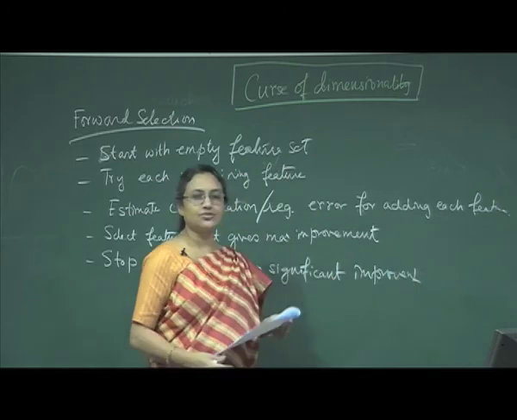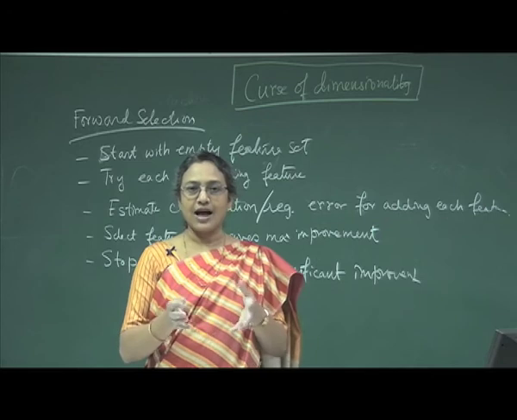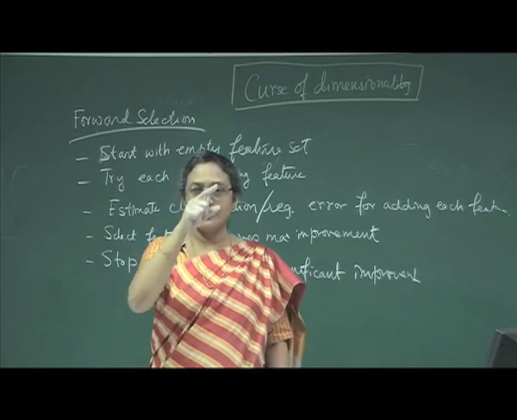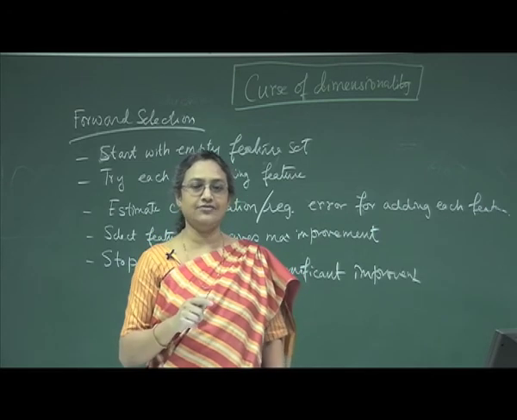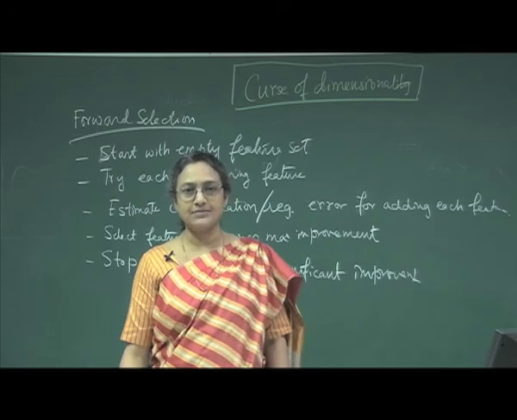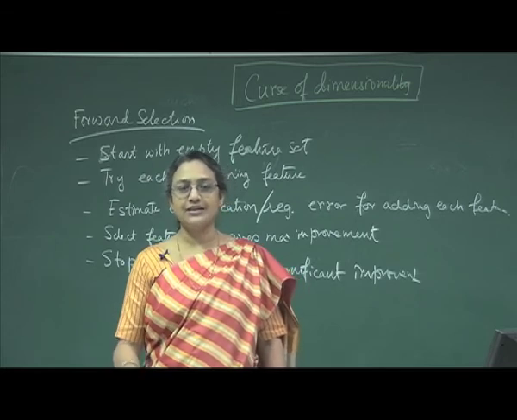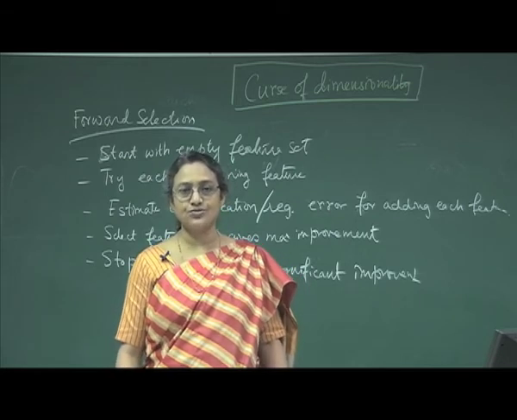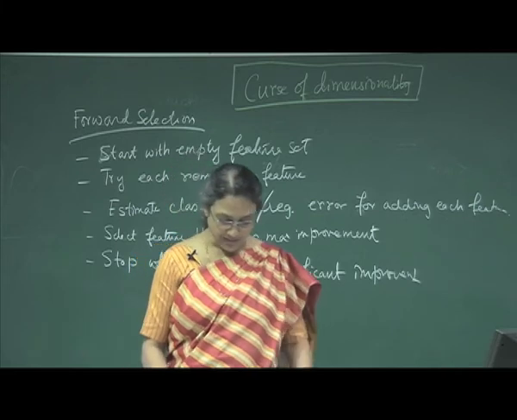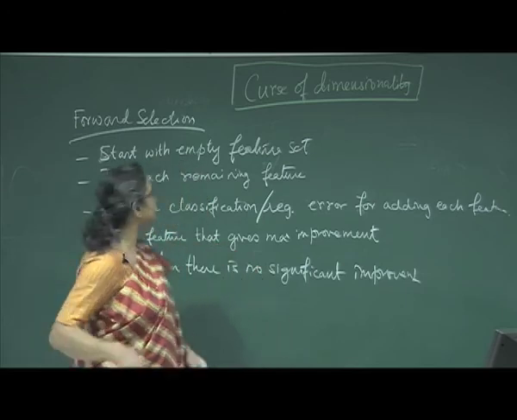So it's a greedy algorithm. You start with an empty feature set and add features one by one. When you add a feature, you evaluate the result of adding each of the features and select the feature whose addition makes the maximum improvement, and you continue this process until adding a feature does not give rise to significant improvement. Similarly, you can also have backward search.